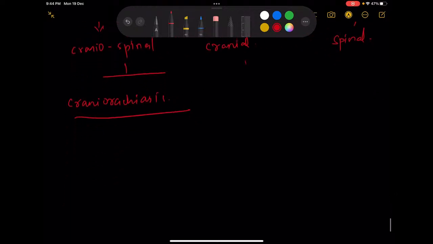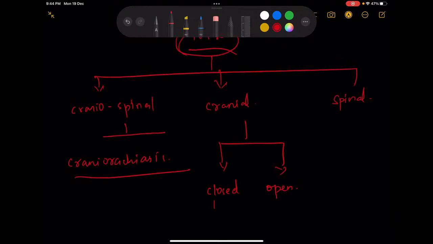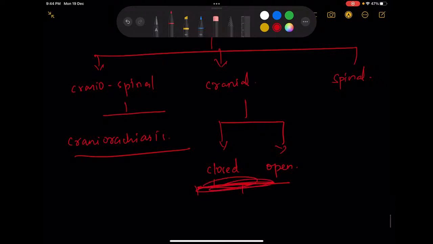In the cranial, it is divided into two types: closed and open. Closed is called encephalocele. And open is called absent brain, A for absent: anencephaly.